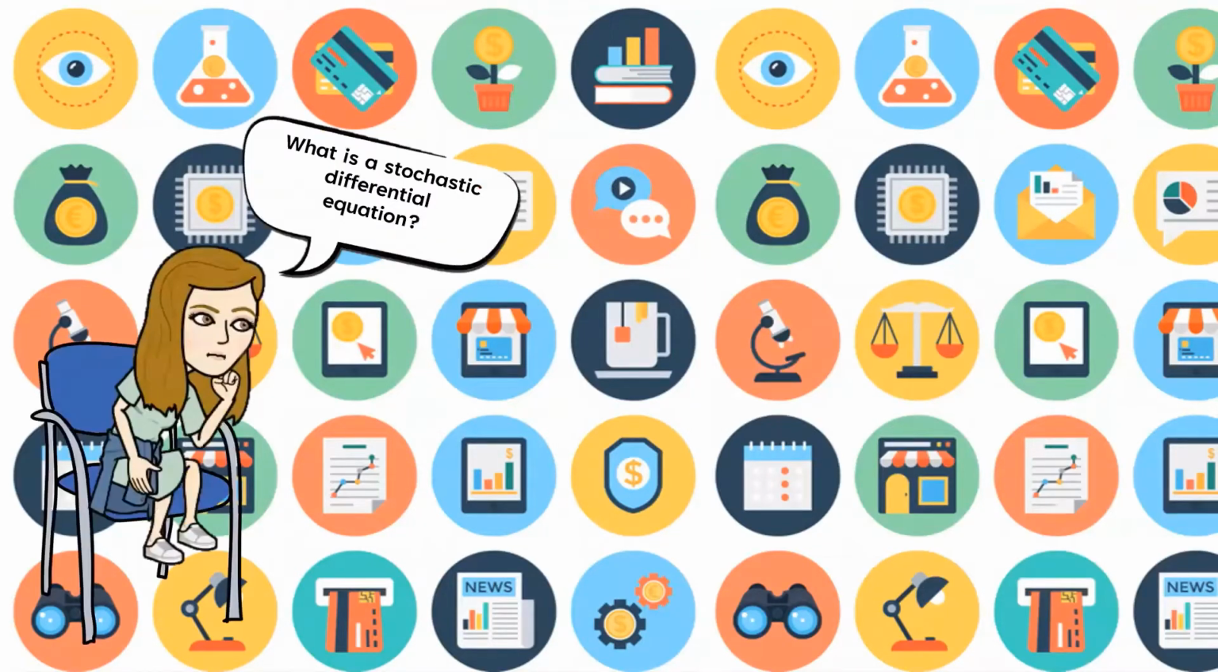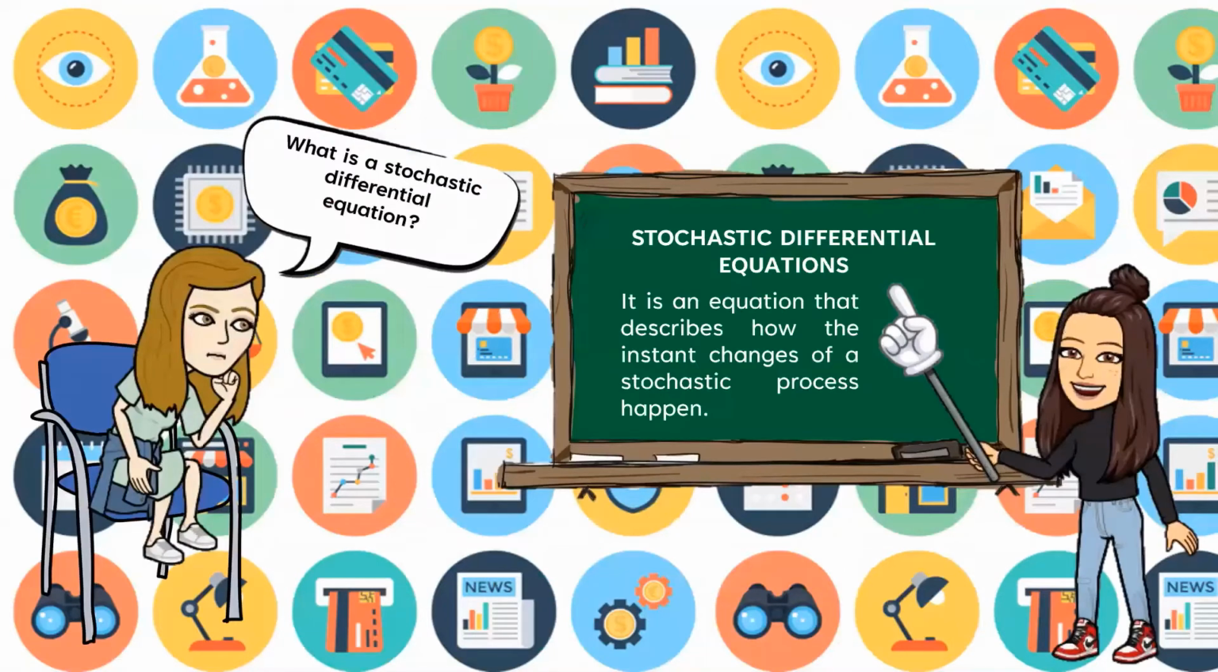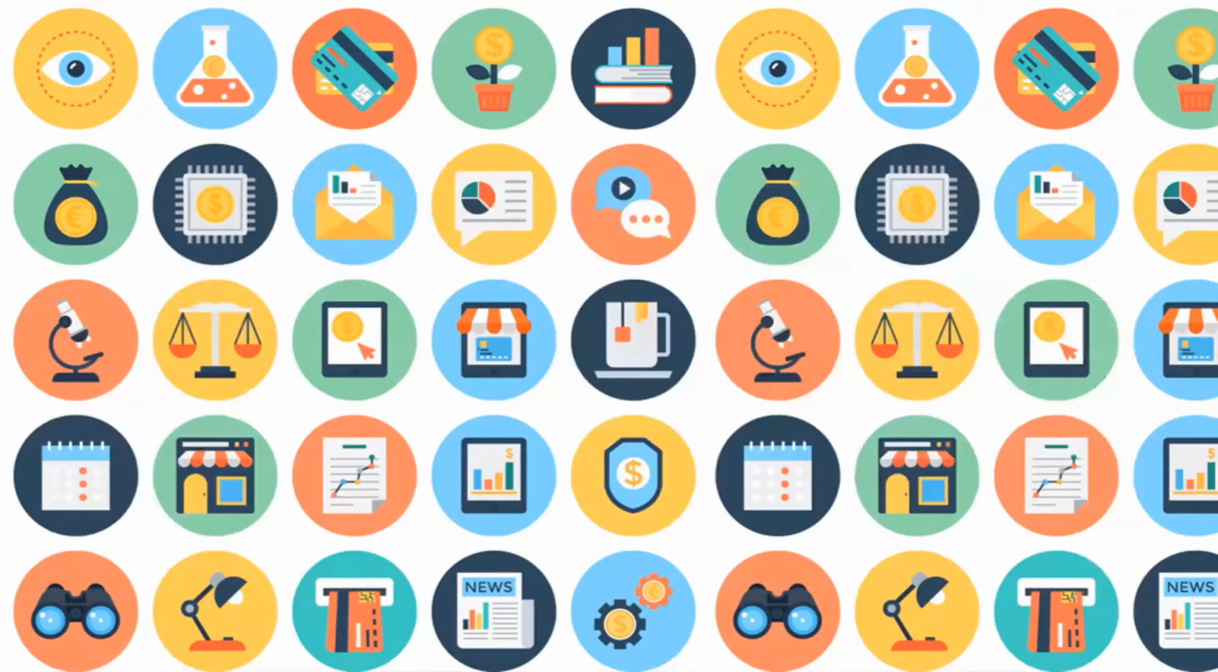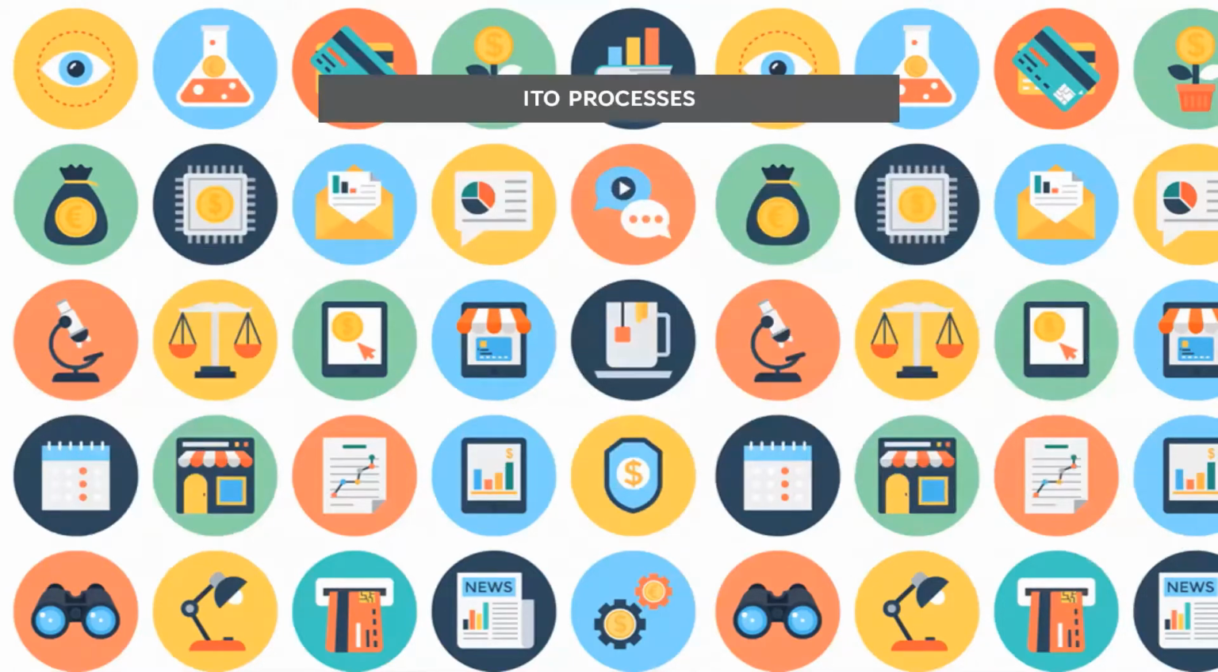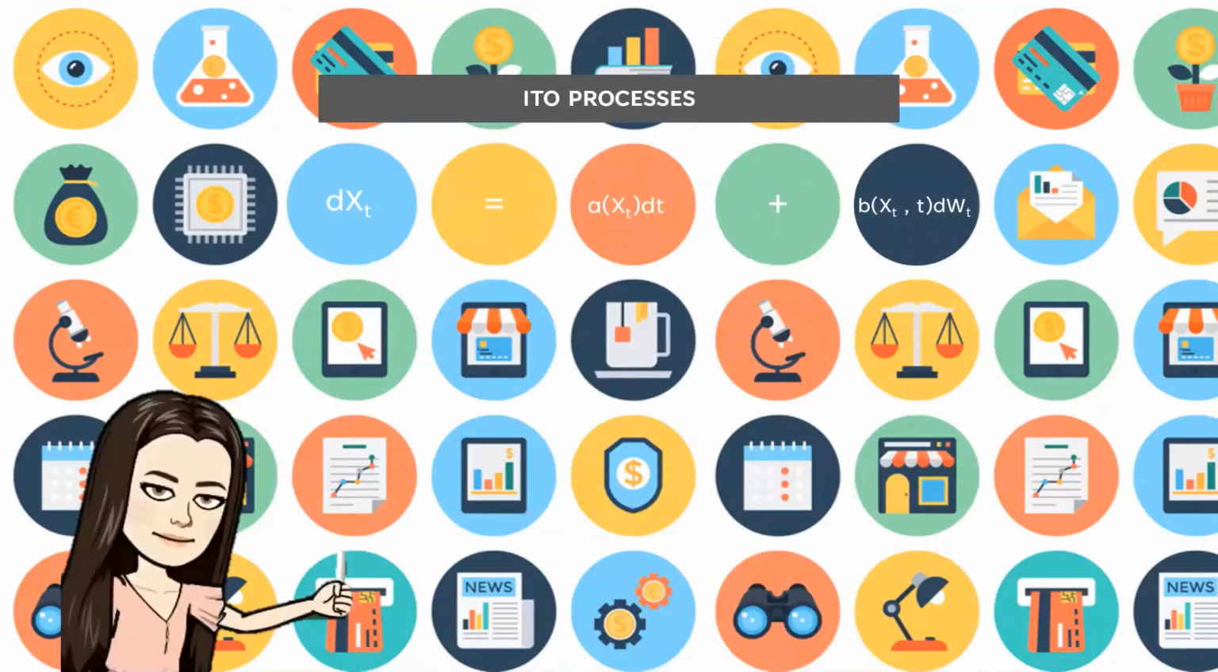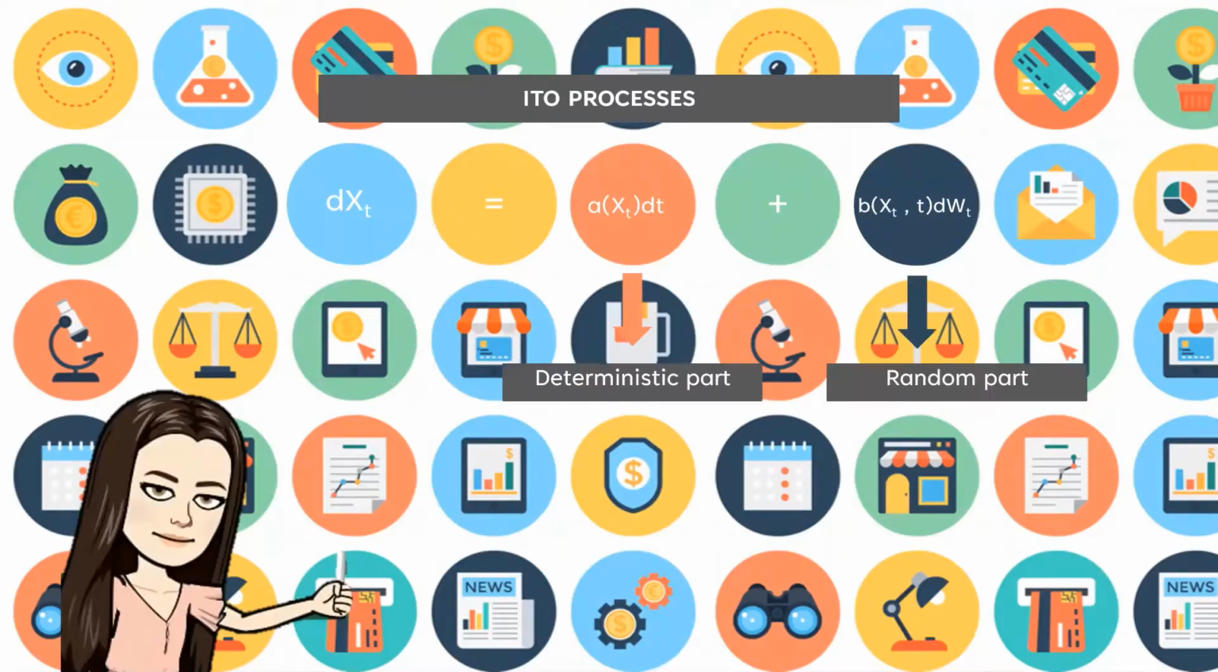What is a stochastic differential equation? It is an equation that describes how the instant changes of a stochastic process happen. The solution of this equation consists precisely of a stochastic process that follows those changes through time. The most widely used and well-known examples are the yield processes, whose general equation form is this one. As we can see, it has a deterministic part and a random part.